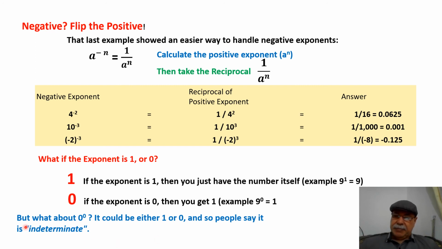Here is the explanation for you. What about 0 to the power 0? It is equal to either 1 or 0, and so people say it is indeterminate. That's why you call it like this: indeterminate. Be careful about grouping. If you have a question with some groups like this, you must be careful about the grouping.